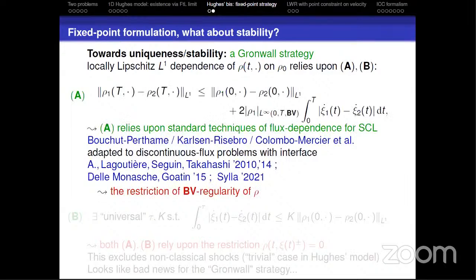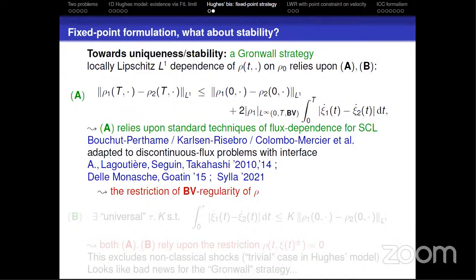So the ingredient A would be the estimate of the difference of ρ for two solutions at time capital T as a function of the initial difference, plus a term which comes from the standard techniques of flux dependence for scalar conservation laws. You can use Bouchut-Perthame or Karlsen-Risebro, or the most recent robust framework provided by the works of Colombo, Mercier, and several co-authors. And all this is essentially the same and can be adapted to the discontinuous flux problem; for the needs we have here, it's essentially the same.